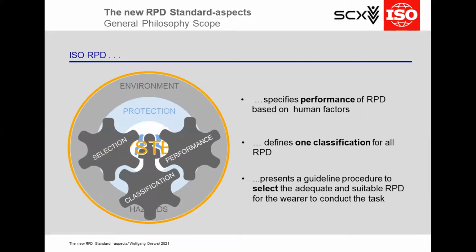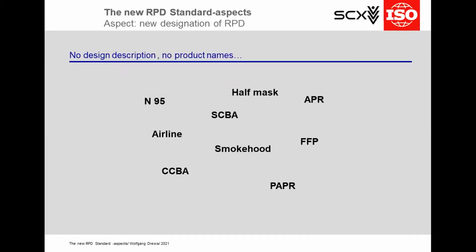The third issue is that there will be a guidance for the selection, and there will be a procedure to select the adequate and suitable RPD for the wearer to conduct the task in the environment in the working place. So the three gears of this gearbox tie into each other, and I will give some focus on how that will be done. First of all, what you have to learn is that there will be no further design names for respiratory devices like N95, as we have learned previously in the presentation.